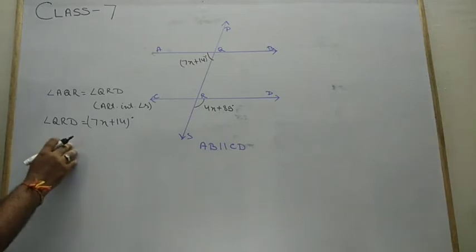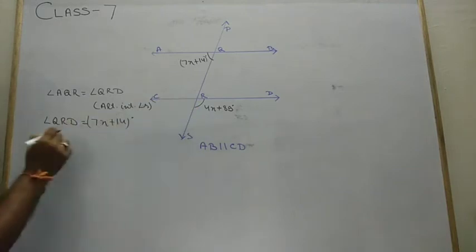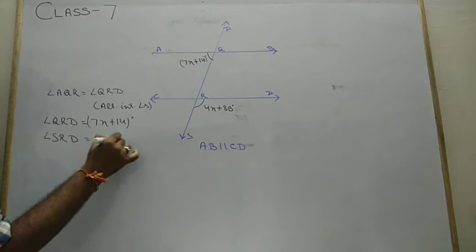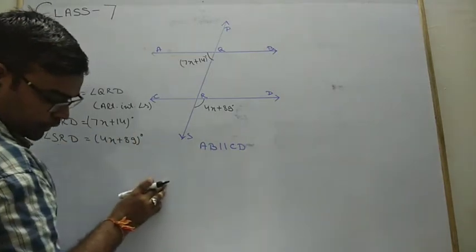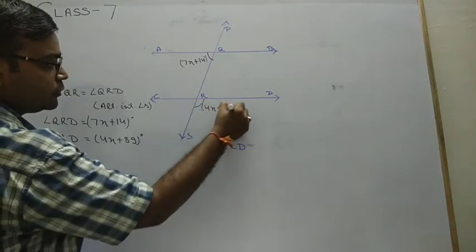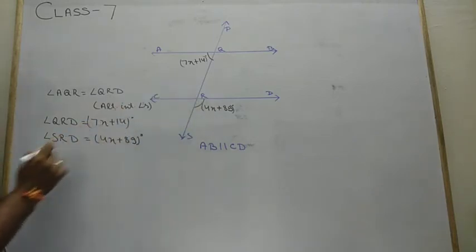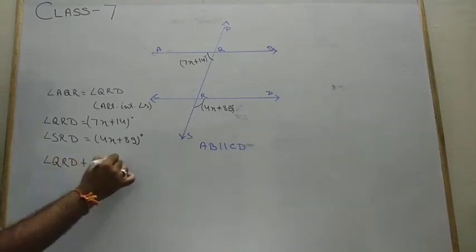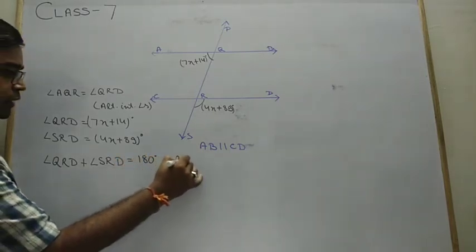And we also know that angle SRD equals 4x plus 89 degrees. I forgot to use brackets over here. Clear? Now, from these two figures, we can easily say that angle QRD plus angle SRD equals 180 degrees. Why? Because they are a linear pair.